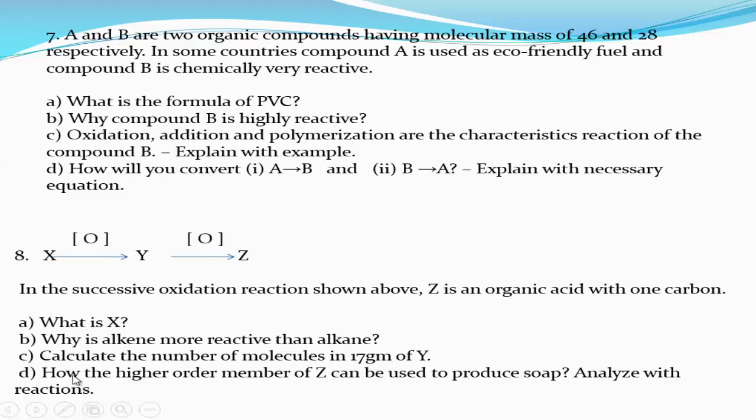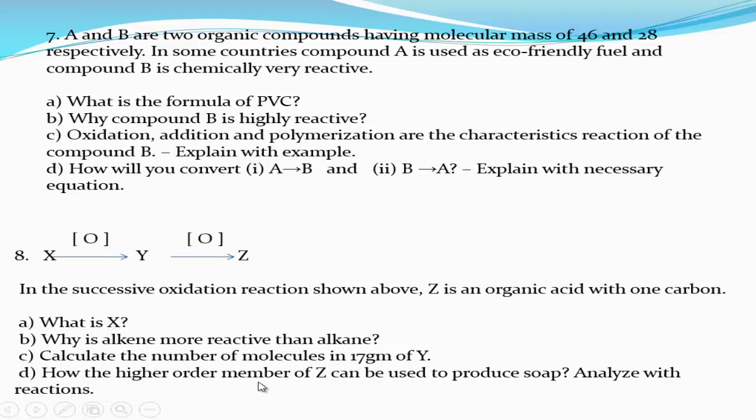Y is alkene, more reactive. Calculate the number of molecules in 17 gram of Y. You know that 1 mole of any compound contains Avogadro's number of molecules. So here, if Y is formaldehyde, HCHO, what is the molecular weight? Carbon 12 and hydrogen 2, 12 plus 2 is 14, plus 16, 30. So 30 gram Y contains Avogadro's number of molecules. 1 gram how many? 17 gram how many?